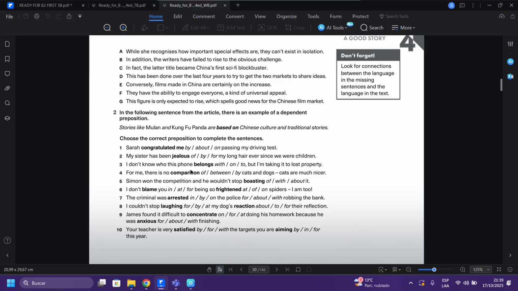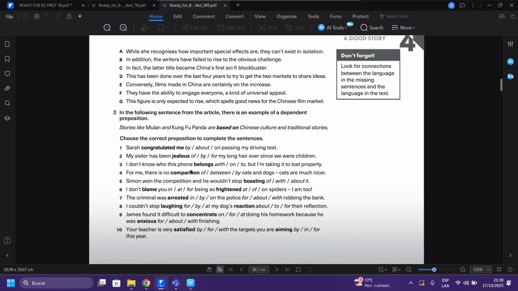What is the point that you haven't cleared yet? I don't know when I have to use... I know the context helps, but for example, in number six and number eight, we have at my dog's reaction and frightening. Frightened? I thought it was at the spiders.